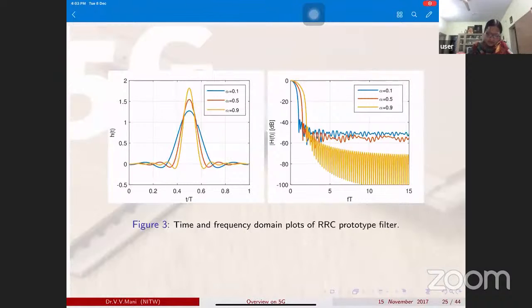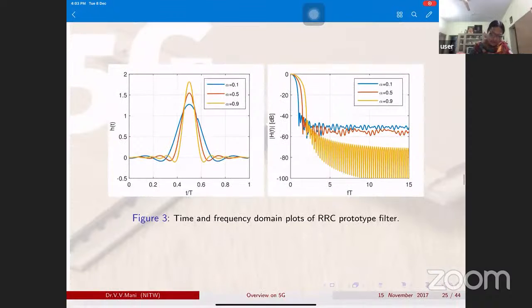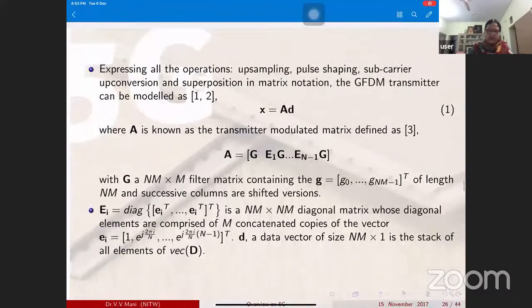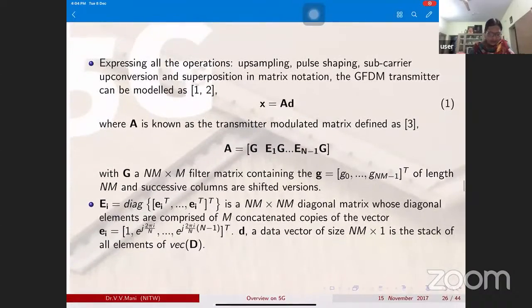We can see the power spectral density: as alpha increases, the out of band leakage is going to reduce. So this is the entire mathematical modeling of your GFDM model. We take all these operations into consideration, like upsampling, pulse shaping, and subcarrier upconversion, into a single matrix notation, that is X equal to A into D. And X is known as the transmitter modulated matrix.